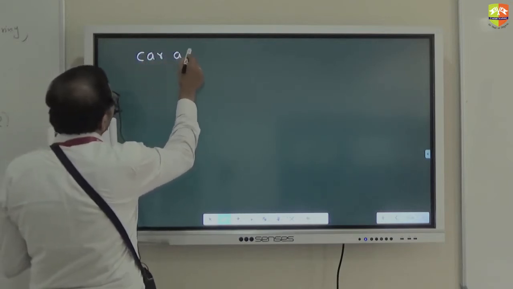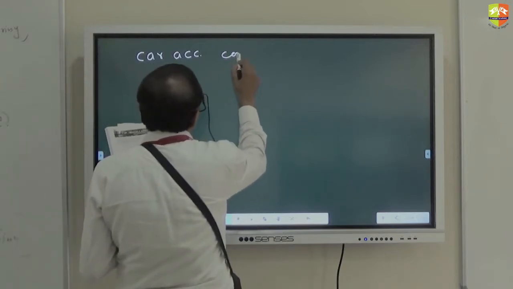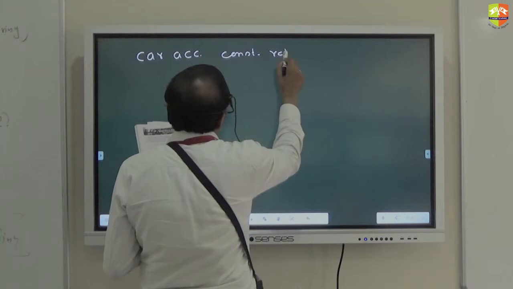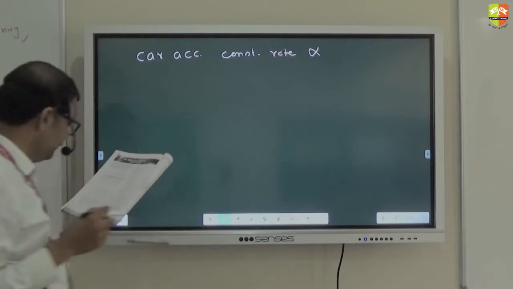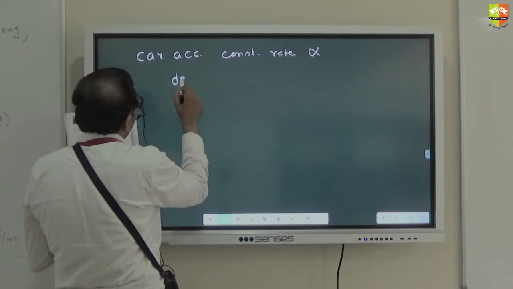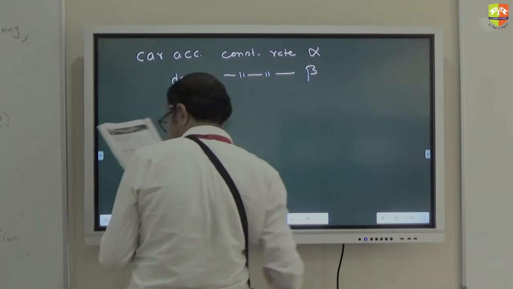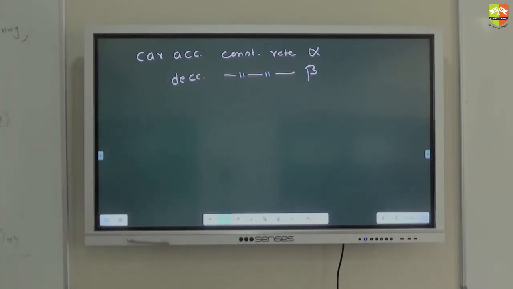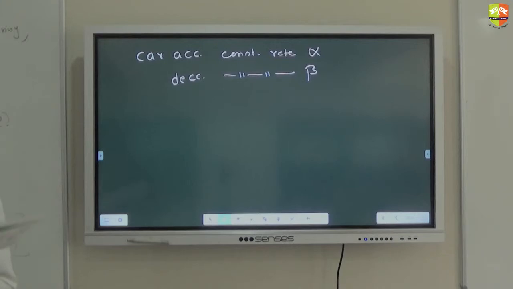A car accelerates at a constant rate alpha for some time, after which it decelerates with a constant rate of beta. To come to rest, it accelerates with alpha and then decelerates with beta, and then it comes to rest. Okay?